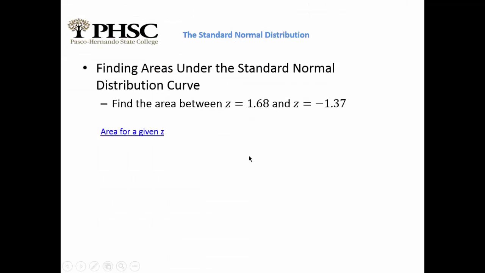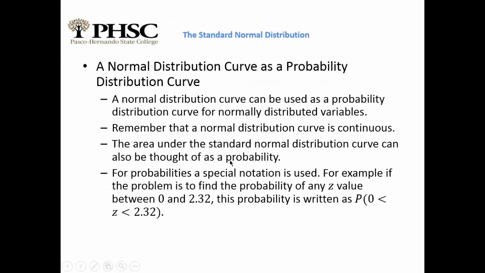Okay, so a couple more points. A normal distribution curve can be used as a probability distribution for normally distributed variables. The normal distribution is continuous. The area under the standard normal distribution curve can be thought of as being probability. When we talk about probability, the notation is slightly different. For example, if the problem is to find the probability for any z value between 0 and 2.32, that would be written as the probability that 0 is less than z less than 2.32.